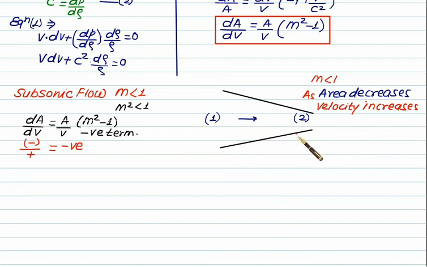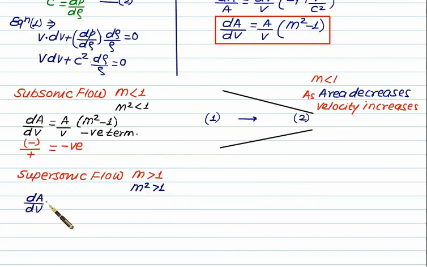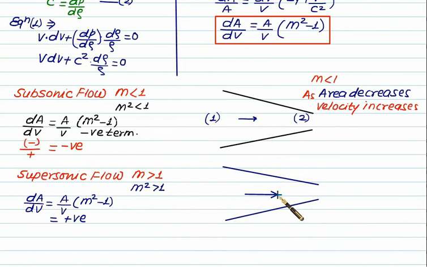So this treatment is the same as for incompressible flow, that is your observation. The second case is supersonic flow, in which Mach number is greater than 1. If Mach number is greater than 1, the square of Mach number is also greater than 1. So this quantity becomes a positive quantity now. Therefore we have dA by dV equal to area divided by velocity times Mach number square minus 1. On the right hand side we have a positive term here. Let's consider again a convergent nozzle. The flow is taking place from section 1 to 2. This time the area decreases.